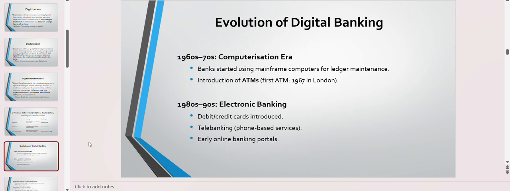Now we will move to the evolution of digital banking. In the 1960s there was the computerization era. Banks started using mainframe computers for ledger maintenance. Initially they started using computers for their books of accounts. Then the first ATM was introduced in 1967 in London. Between the 1980s and 90s there was electronic banking, like debit cards and credit cards, telebanking and early online banking portals.